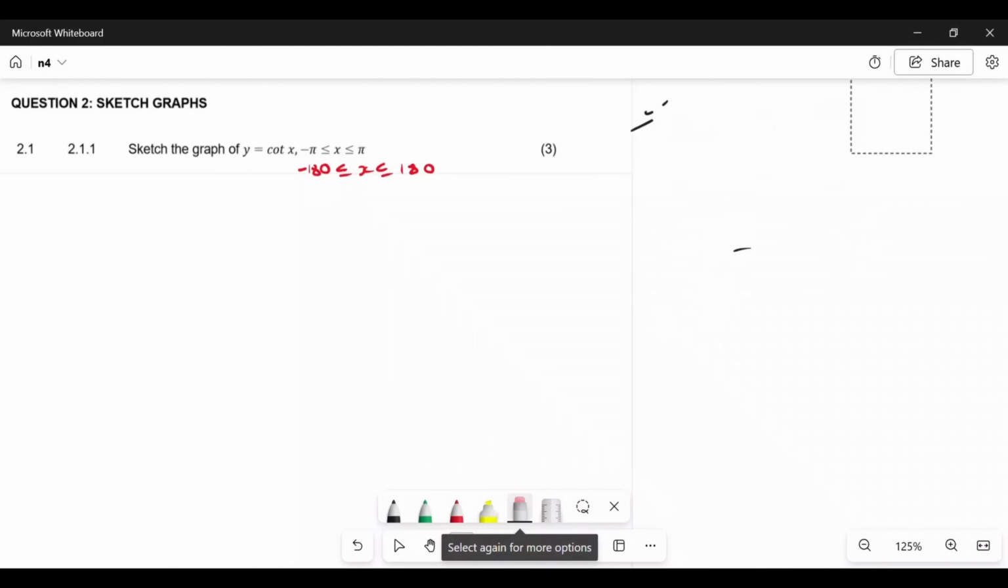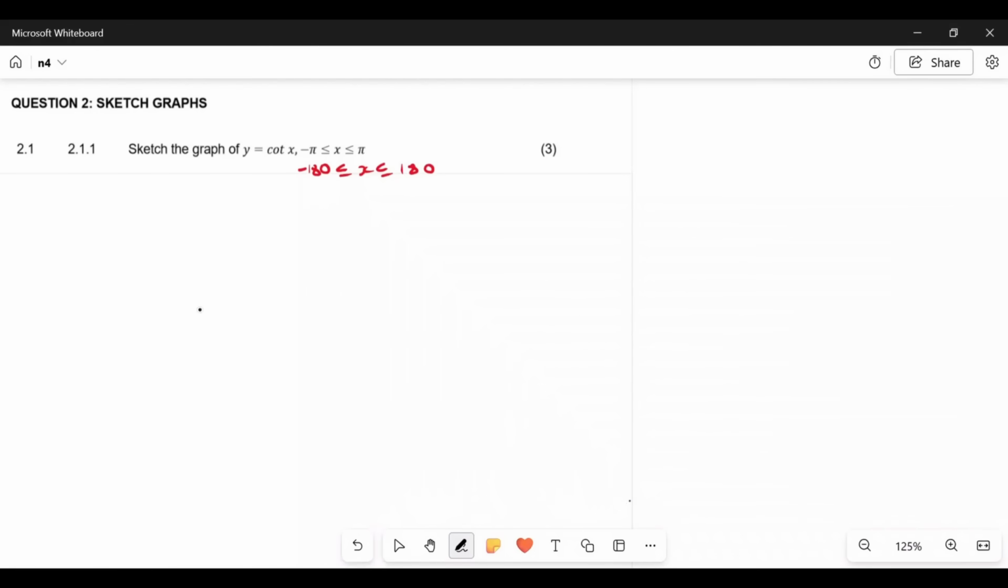Now let's continue. Let's look at this graph here. Now they want us to draw the cot graph. In order for you to draw the cot graph, there are a few things that you need to know. We need to find the period, and also we need to find the intervals. So let's start by finding the period. Now there's this formula here that we use to calculate the period for the graph of tan and cot.